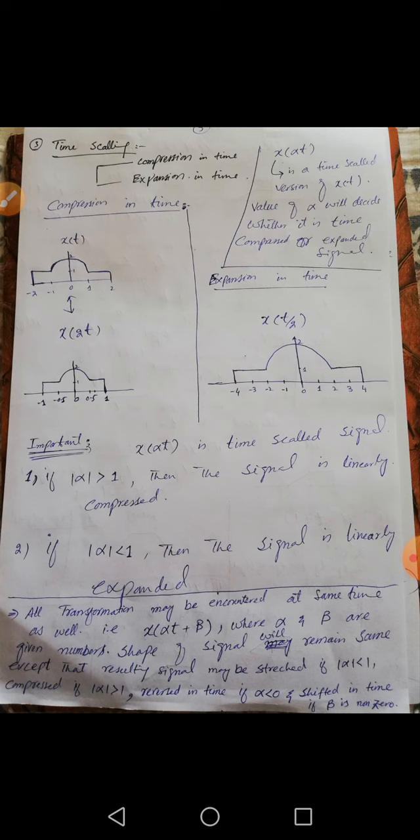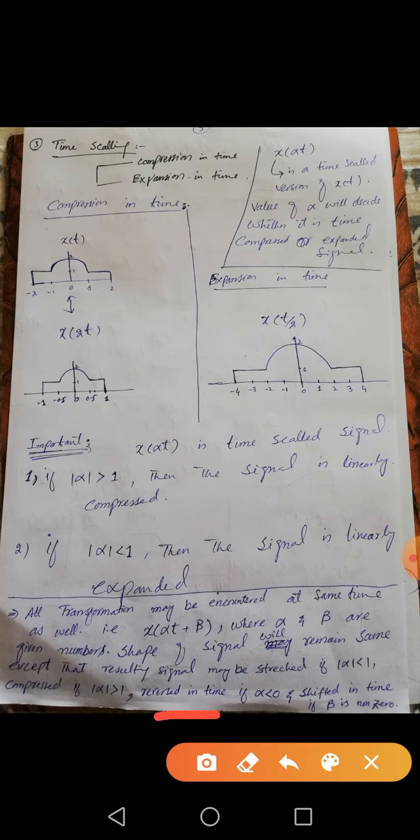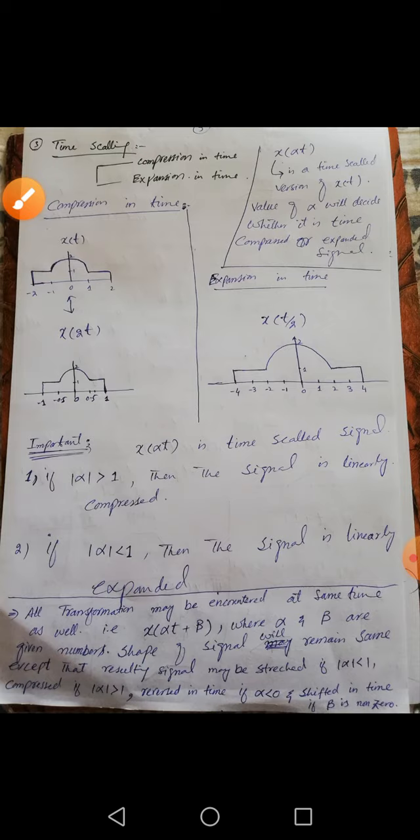And this signal will be reversed in time if alpha is less than 0. If alpha is negative, for example minus, then this will be reversed. And it will be shifted in time if beta is non-zero. If beta has some non-zero value, for example 1, 2, 3 shifted by minus 1 becomes 0, 1, 2, it will be shifted in time as well. So you need to be careful, as you can encounter multiple transformations at the same time.